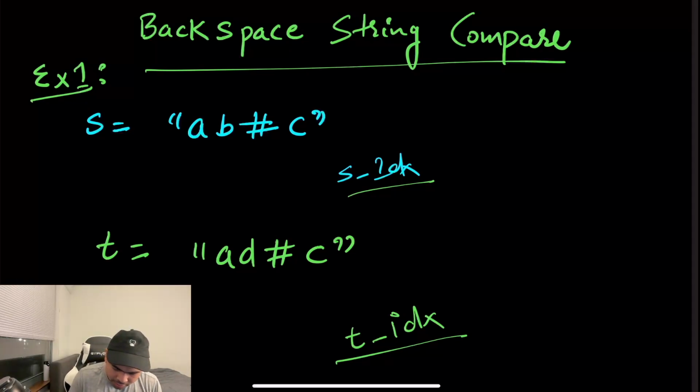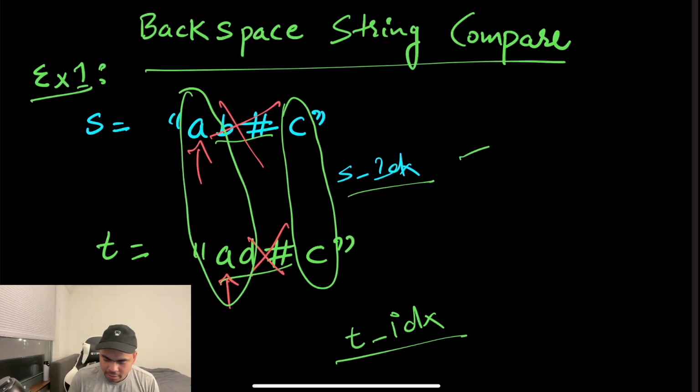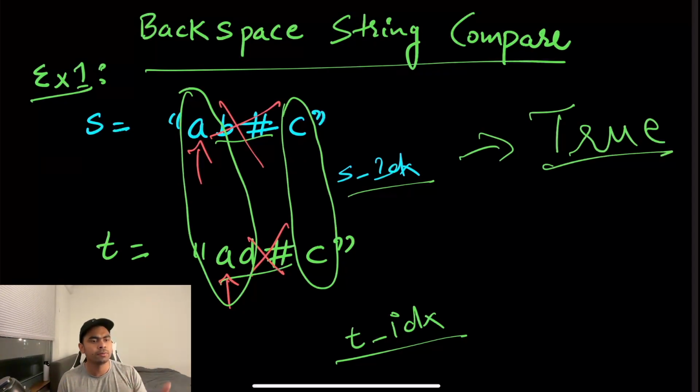So here these two will be the valid index, and then these two will be deleted, and then this will again be a valid index, and these two will be compared. I think in this case it will return true, but I'm sure there will be a lot of examples where this will not be true. Okay, so let's write the solution.